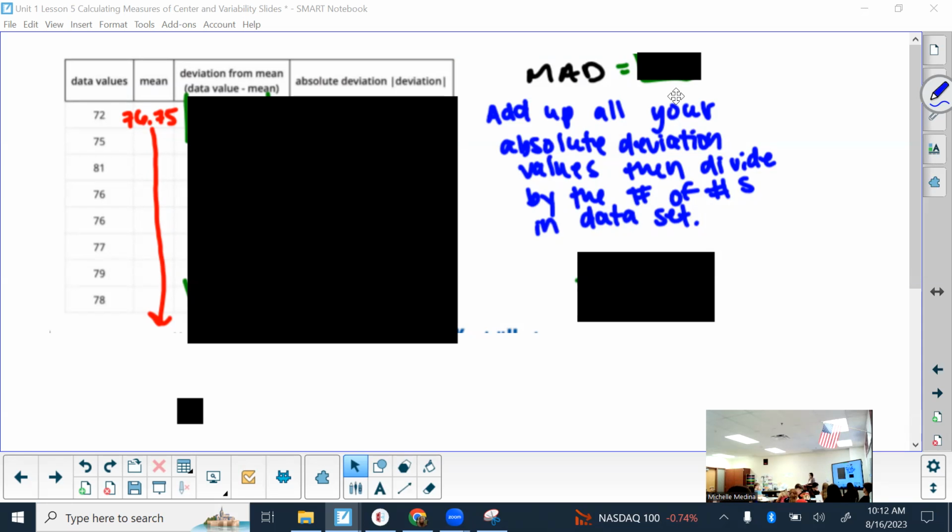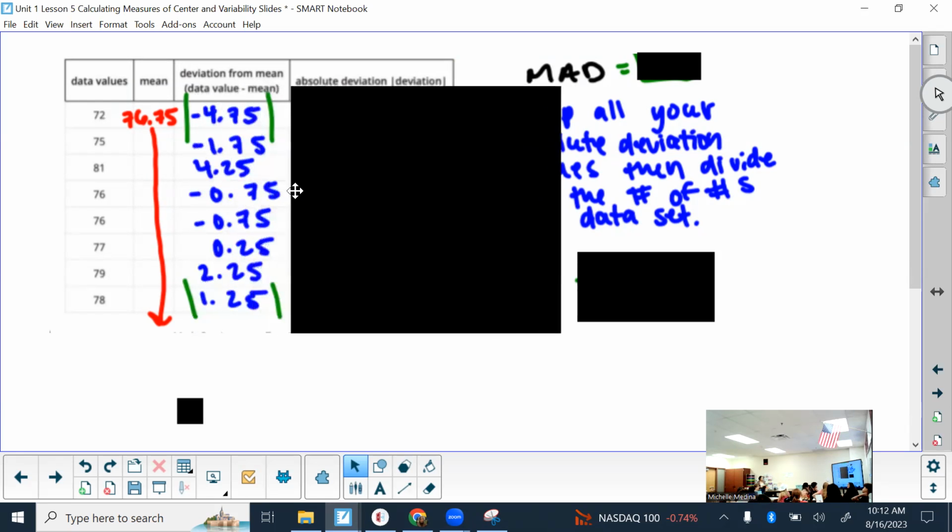Anyway, you should have all had that mean. And then in this column, you should have done all the subtracting. Here's what it should look like. So compare. These should be negative. Doesn't really make a difference when you take the absolute value, no. But like, let's do good practice. 72 minus 76.75 is negative 4.75 and so forth. Questions on how to find the deviation from the mean?